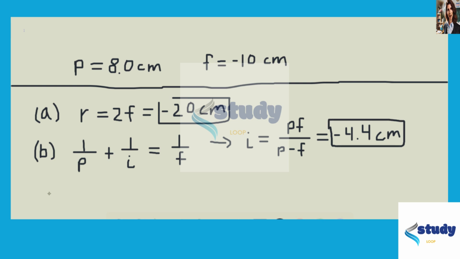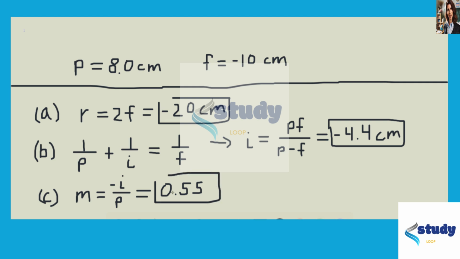For part C, we are asked to find the magnification, which we can now do since we know i. Magnification is by definition negative i, image distance, divided by p, object distance. Plugging in those values, we find the magnification is equal to 0.55. So it's positive, but it actually makes the image a little bit smaller, about half as small.